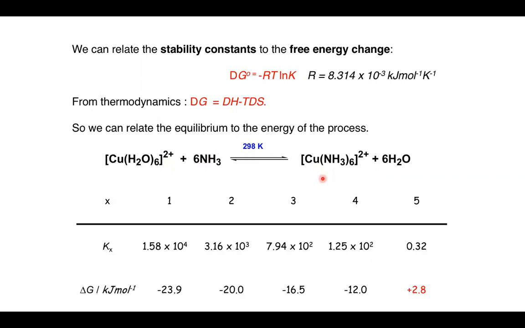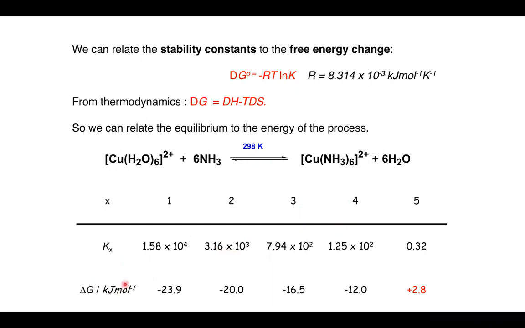And so we can see here, where X is the number of ligands which have been exchanged, that as we increase the number of ligands that have been exchanged, the K value gets lower and lower. That is partially because as we replace more and more ligands, it becomes more and more difficult to affect the next change. So for example, to go from 2 to 3 is harder than 1 to 2. Going from 3 to 4 is harder than 2 to 3. And that's also reflected in the free energy.